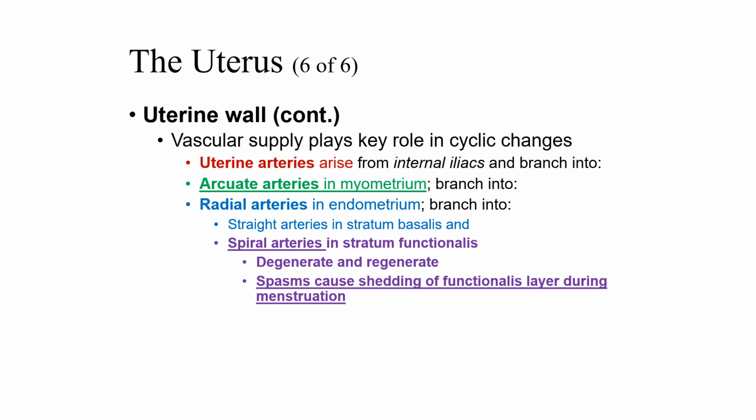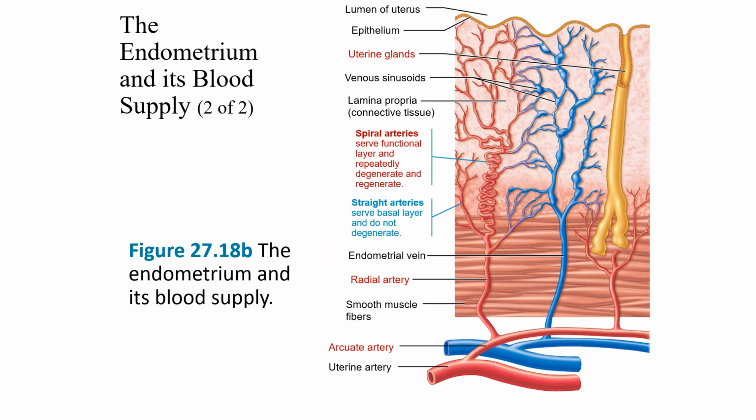Spasms of the spiral arteries and also spasms of the myometrium help with the shedding during menses, and also what we call cramps. Some women have a harder time with cramps than other women. If it interferes with your life, then you need to go see your gynecologist and get some help.